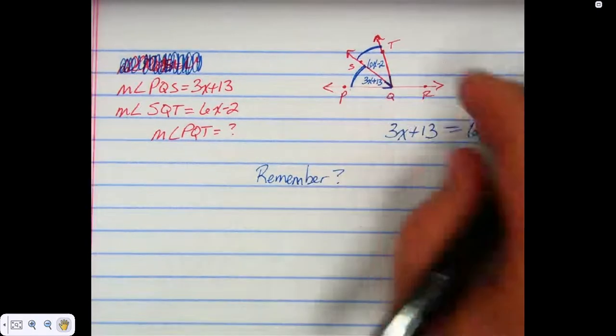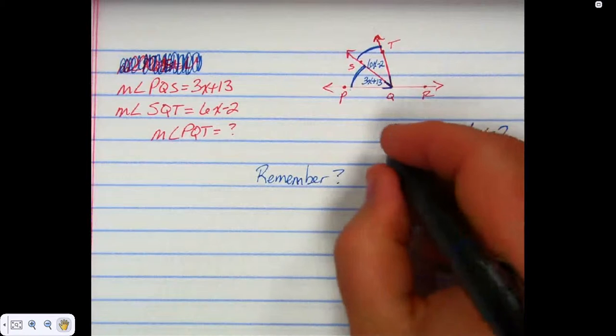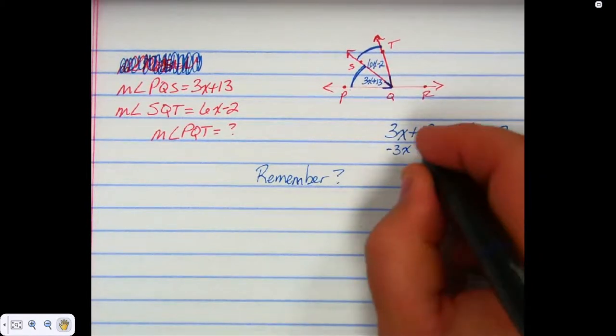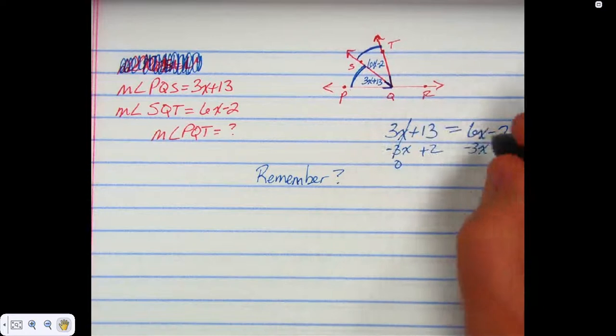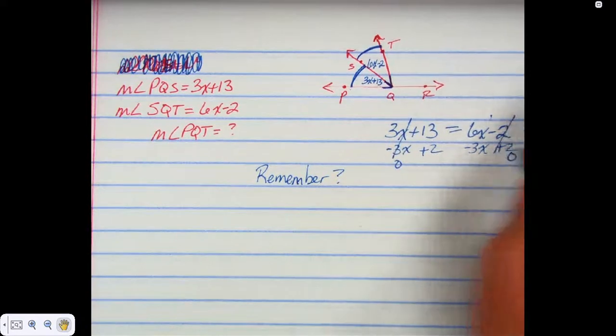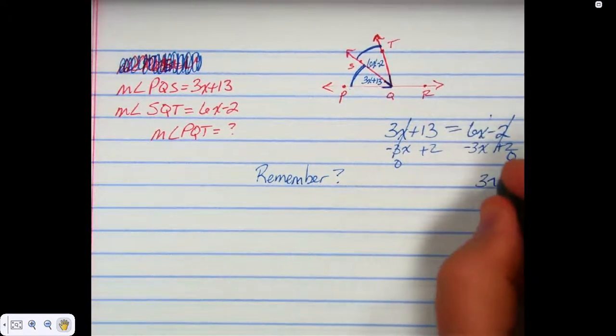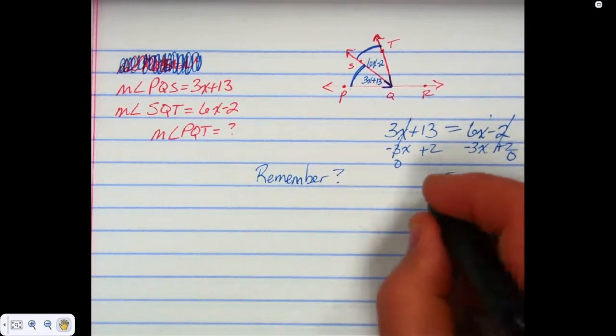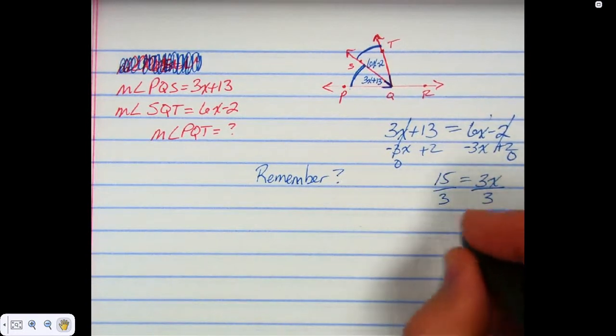Now all that's left is algebra. It makes so much more sense. Subtract 3x, add 2, add 2. These go to 0, leaving me with 3x on the right side equal to 15. What do you do now? Divide by 3. x is equal to 5.